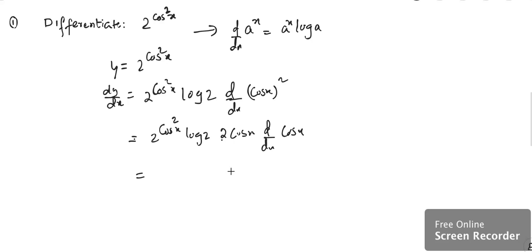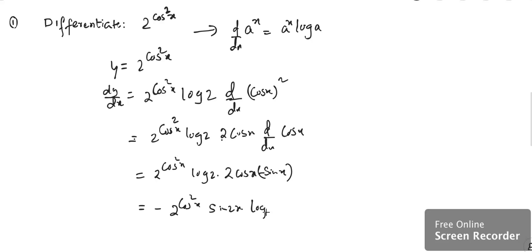So 2 cos x times minus sin x, so there is a mistake, so negative sin x, and this thing you just plug in as it is. And now 2 sin x cos x is nothing but the sine multiple, that is sine 2x, with the negative outside. So 2 cos square x sine 2x times log 2. This is your final answer for the differentiation of 2 cos square x.